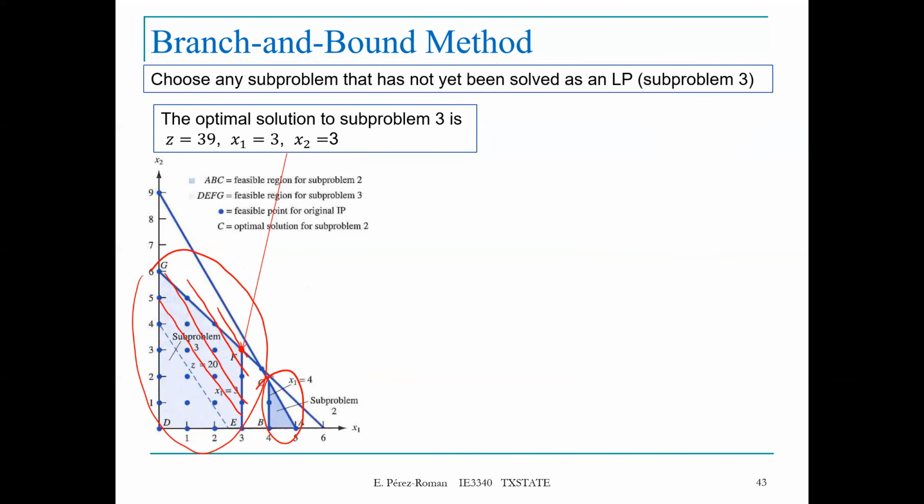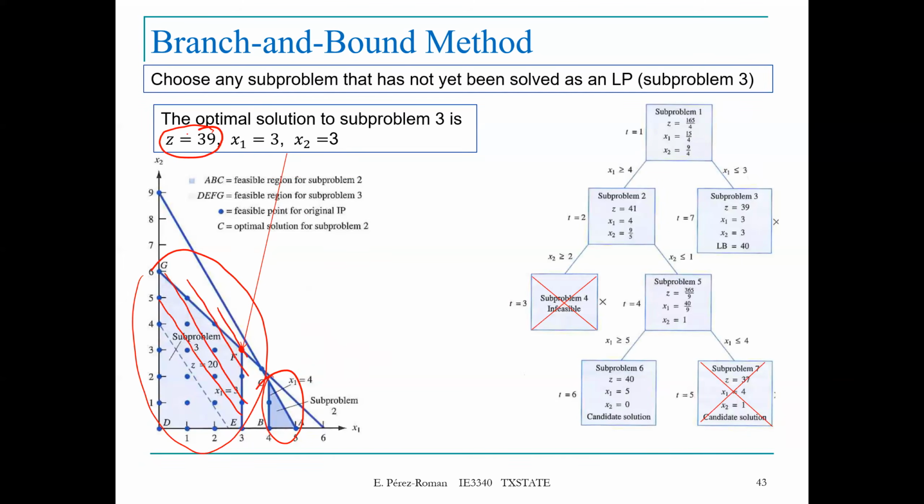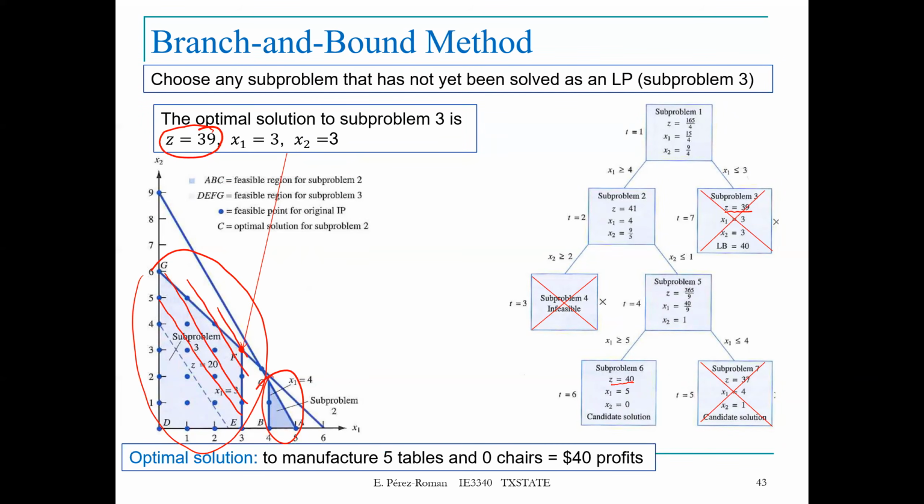The optimal solution to subproblem 3 is z equals 39, x1 equals 3, x2 equals 3 as well. So that's an integer solution. However, that solution is not better than the one that we just found, which is z equals 40. By adding this solution, z equals 39, the other one is still better. So we can fathom that one. The optimal solution for our problem is z equals 40, which means that we manufacture 5 tables and 0 chairs.